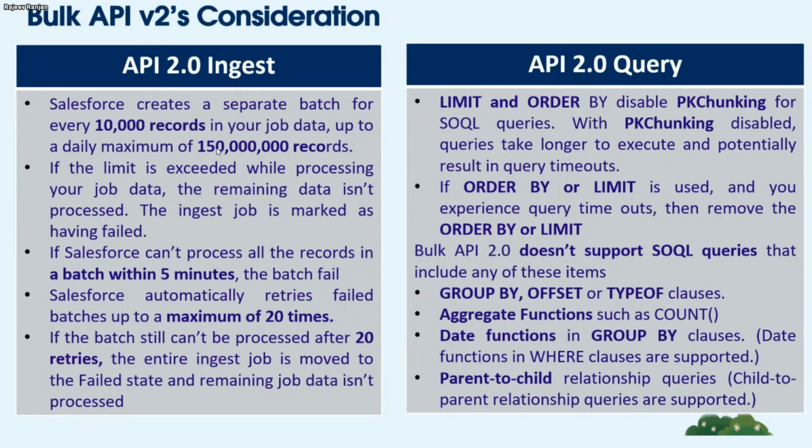Similarly, there are also some limitations if you are using a query for Bulk API 1.0. You need to make sure that ORDER BY and LIMIT are not used. Along with this, it doesn't support a few things like GROUP BY, OFFSET, TYPEOF clause, aggregate functions such as COUNT, date functions in GROUP BY, and parent-to-child relationship queries. Child-to-parent relationship queries are supported, but parent-to-child is not. So whenever we are submitting our query, we need to make sure we are following these guidelines, otherwise it is not going to process.